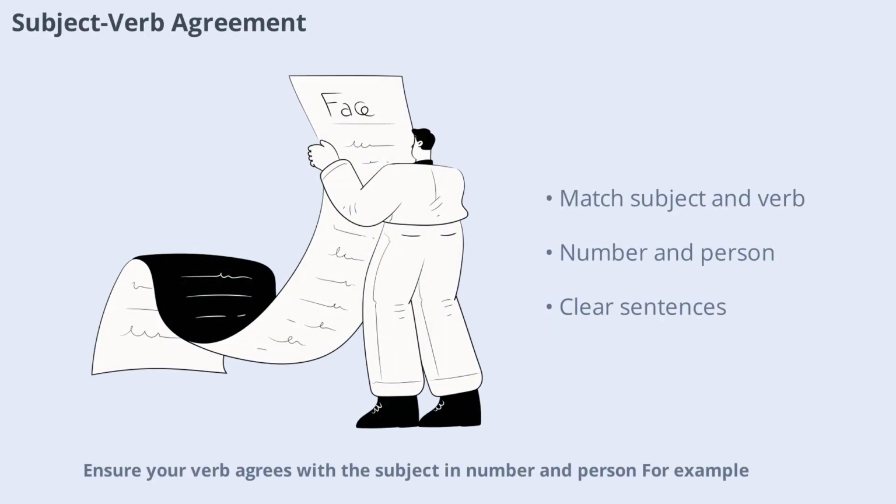Ensure your verb agrees with the subject in number and person. For example, the hospitality of the villagers is to be learnt by all, not are. This rule is fundamental for clear and correct English.